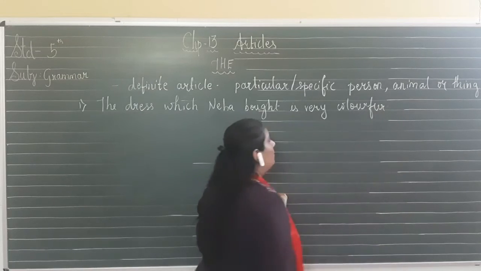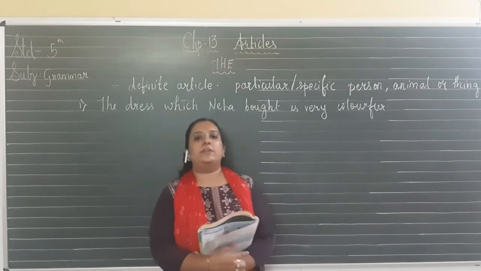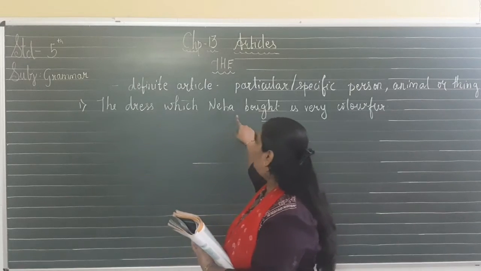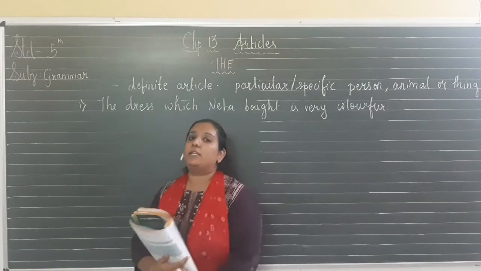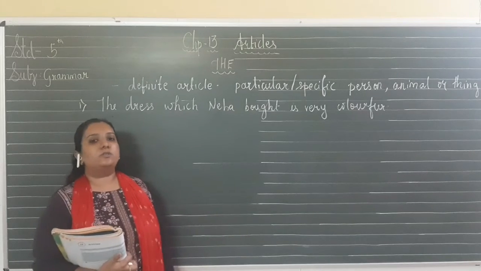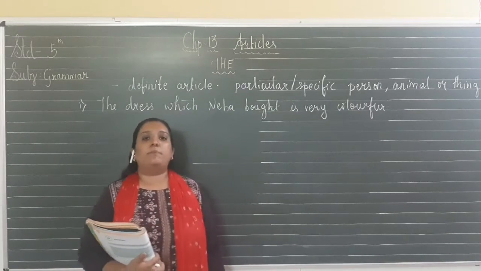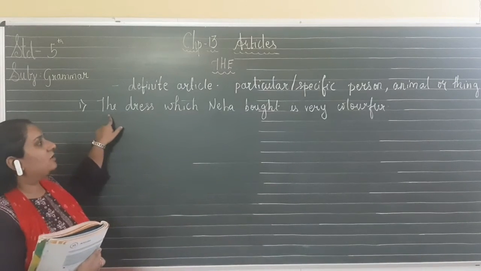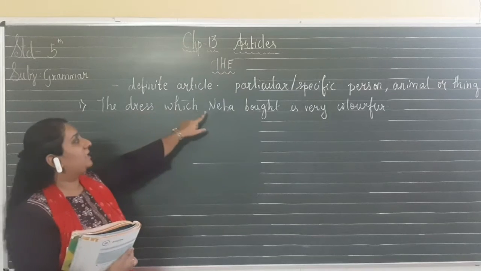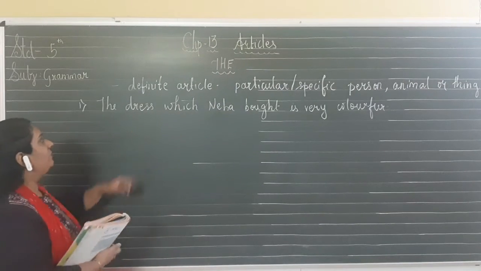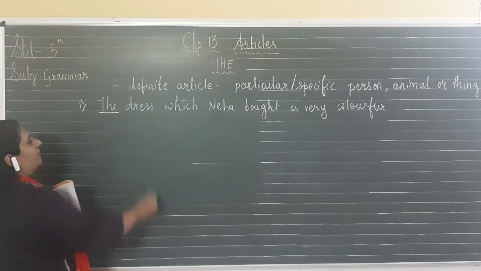Now here, what is it? I have 50 dresses in my cupboard, but the dress which Neha bought, so I am talking about a particular dress, a particular thing. So the first rule is, whenever we are talking about a particular thing, there we will use article the. The particular dress which Neha bought is very colorful. That is why we have to use article the over here.